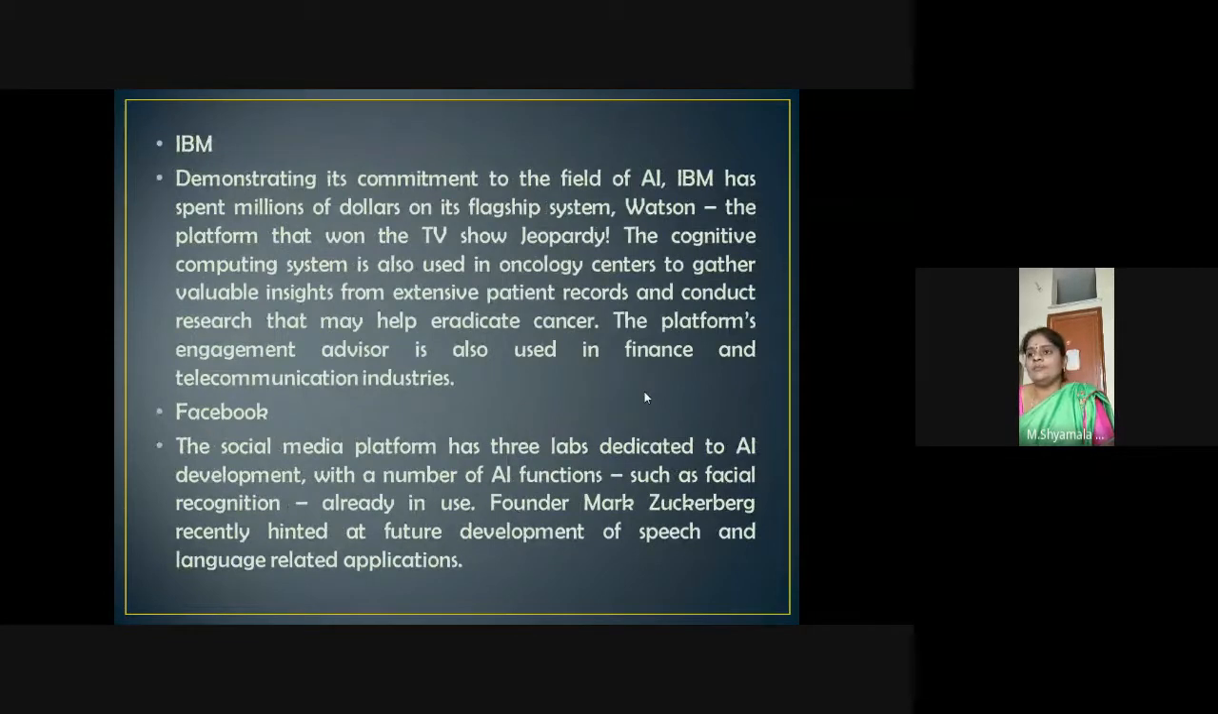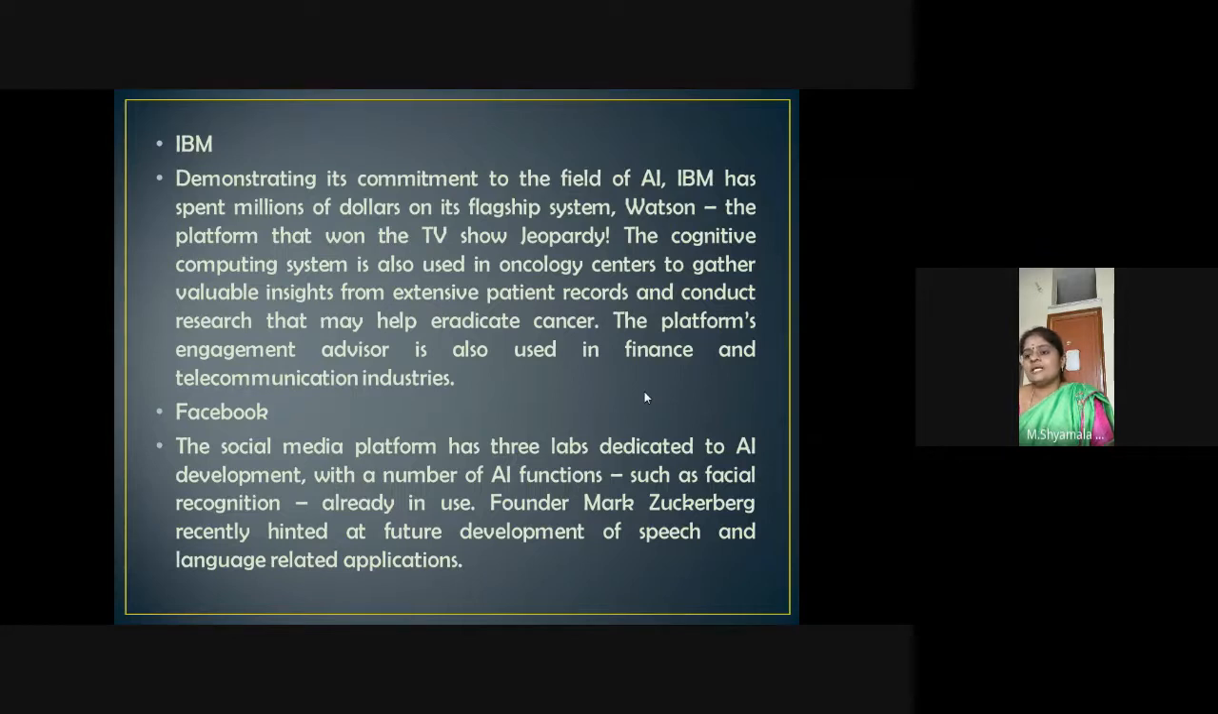Next is IBM, demonstrating its commitment to the field of artificial intelligence. IBM has spent millions of dollars on its flagship system, Watson, the platform that won the TV show Jeopardy. The cognitive computing system is also used in cancer centers to gather valuable insights from extensive patient records and conduct research that may help eradicate cancer. The platform Engagement Advisor is also used in finance and telecommunication industries.